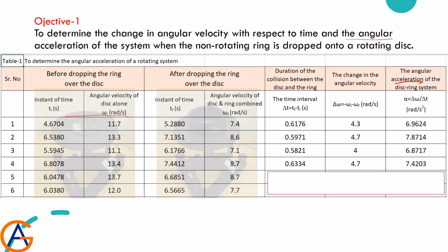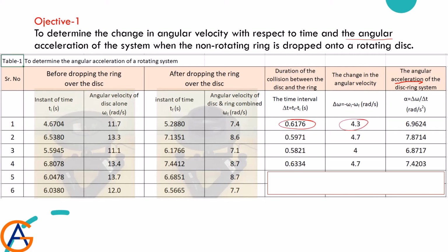So these are the first coordinates: t_i, omega_i, before dropping the ring onto the disk. And this is after dropping the ring over the disk. From these two coordinates we can calculate the duration of the collision and the change in the angular velocity. The difference of these two is nothing but the change in the angular velocity, and we also have the change in time.